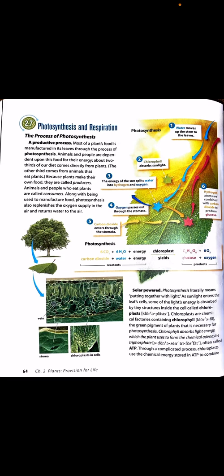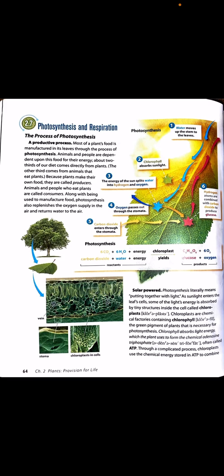Most of a plant's food is manufactured in its leaves throughout the process of photosynthesis. Animals and people are dependent upon this food for their energy. About 2/3 of our diet comes directly from plants. The other third comes from animals that eat plants.